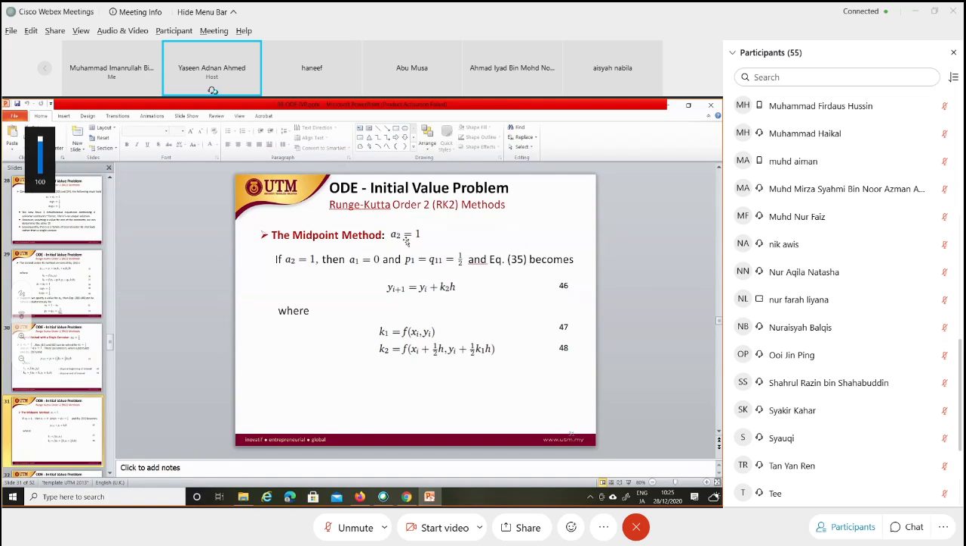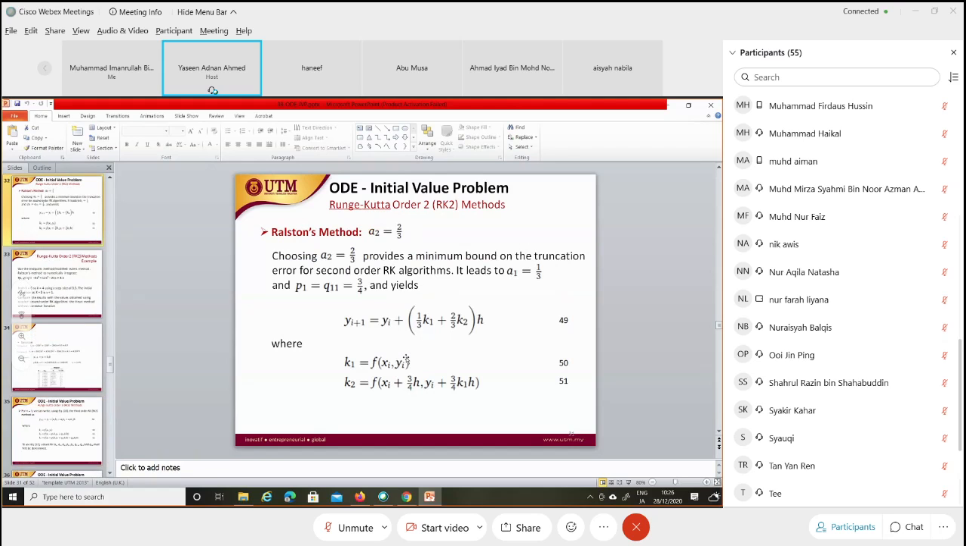So here you can see this is the midpoint method, so we consider a2 is half. So this is the solution. We have only k2, but in order to calculate k2, you also need k1, right? So these are some expressions. This is the Ralston method. Normally we rarely use these in our classes. We mainly focus on the RK2 and RK4 methods.